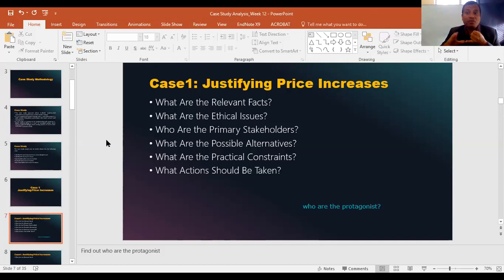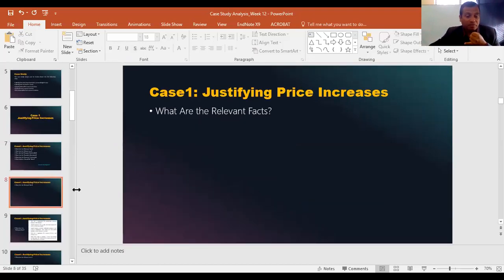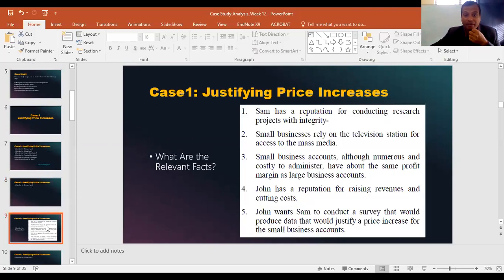Each paragraph is full of facts. Okay, so maybe you are struggling because it's the first time. So let's see. The first one is, what are the relevant facts? And see what we have. As I said, it's very easy to analyze the case. You just have to be more focused.